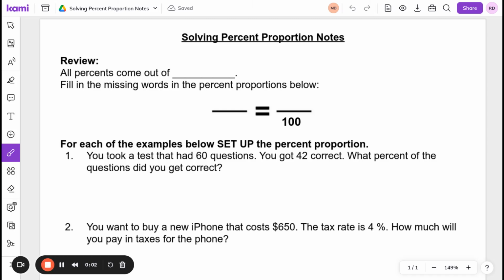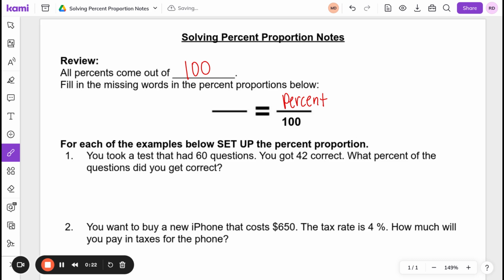Solving percent proportion notes. So a quick review. All percents come out of 100. So here I like to think about your grades. And then we're going to fill in the missing words in the percent proportion. So they already wrote the 100. So over 100 will always be the percent.